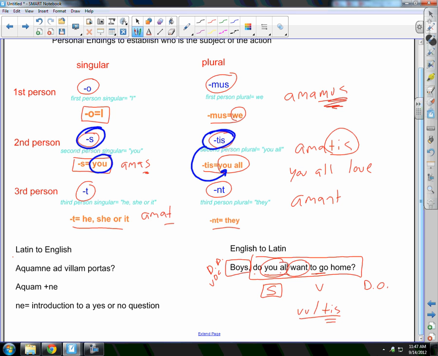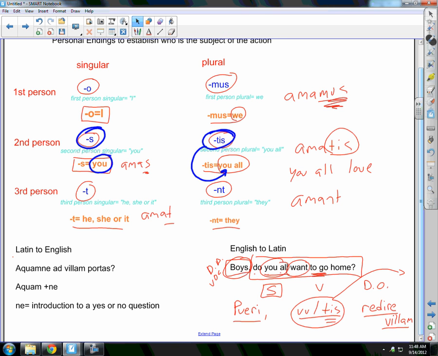Okay, to go is an infinitive. We know that to go, we'll say to return. We know that it replaces a direct object. Where do you want to return to? We want to return home or to the villa. Villam. And boys, we said was direct address, same as the nominative. Pueri. So here, I'm going to move the verb to the end of the sentence. I have pueri, redire, villam, vultis. And that's how I go from English to Latin when I'm trying to figure out what ending to use for the verb. The TIS is created by the you all.